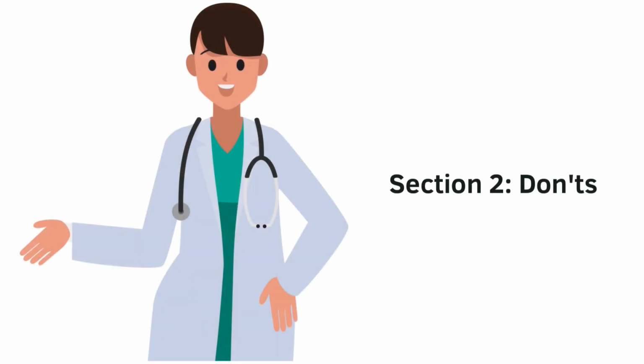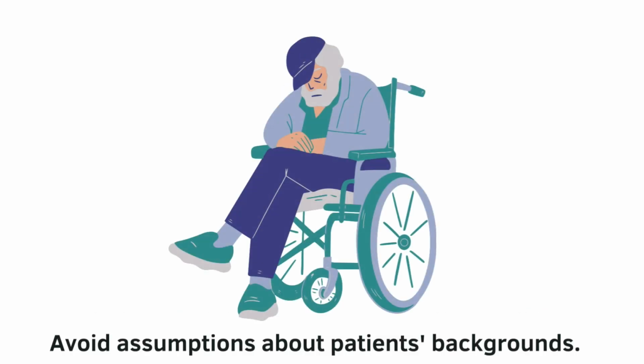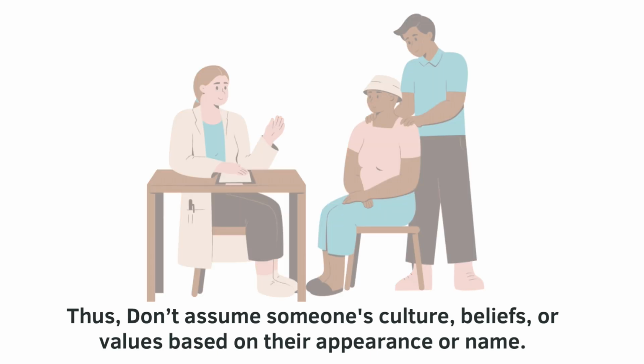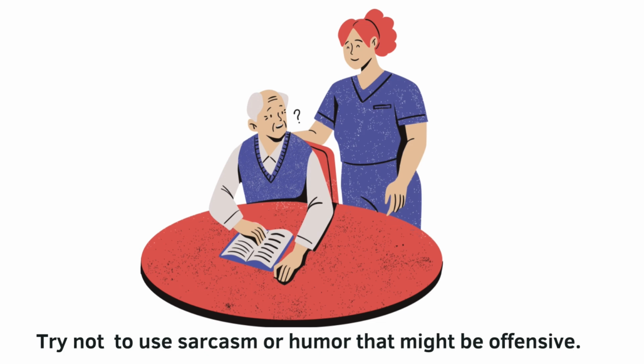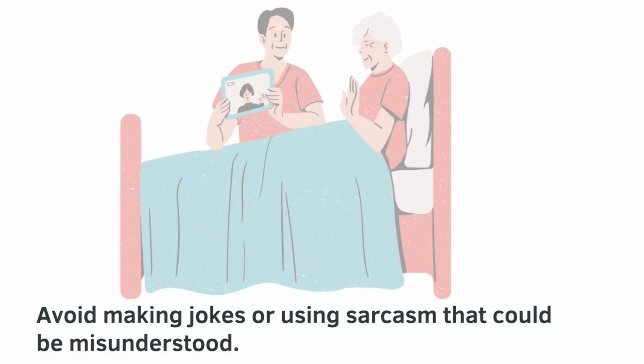Section 2. Don't. You must not talk down to patients. Thus, avoid using a condescending tone or speaking in a way that's patronizing. Avoid assumptions about patients' backgrounds. Thus, don't assume someone's culture, beliefs, or values based on their appearance or name. Try not to use sarcasm or humor that might be offensive. Avoid making jokes or using sarcasm that could be misunderstood.